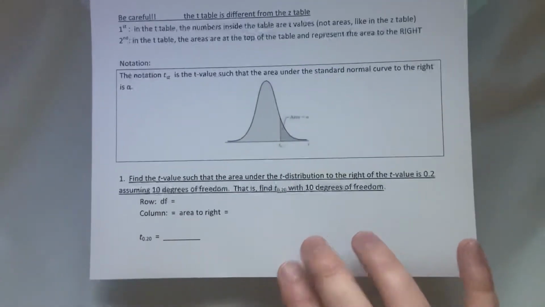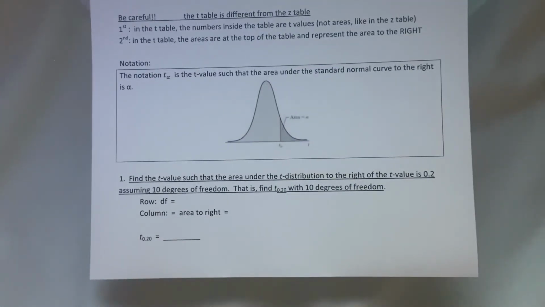Now again, a reminder. In the t-table, the numbers inside the t-tables are t-values, not area. So they're critical values. It's not the area to the left, it is the critical value you'll use for calculations. And in the t-table, the areas at the top of the table represent the area to the right. So normally we look at areas to the left, but these are alphas to the right. So if you have a 95% confidence interval, that means you have 0.025 to the right. So the notation t alpha is the t value such that the area under the curve to the right is alpha.